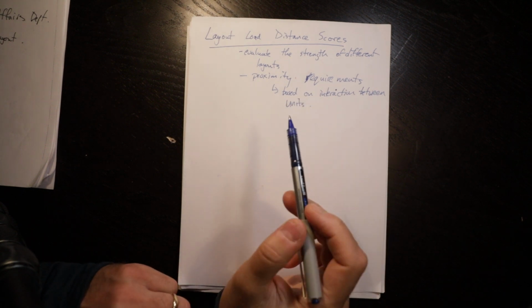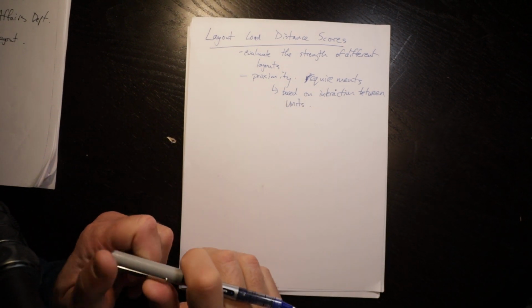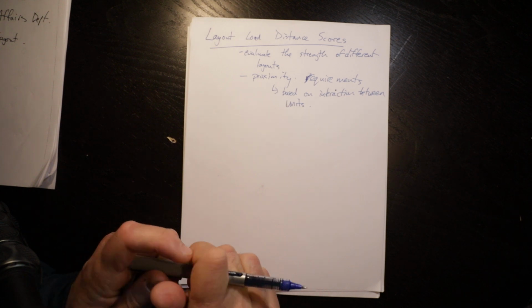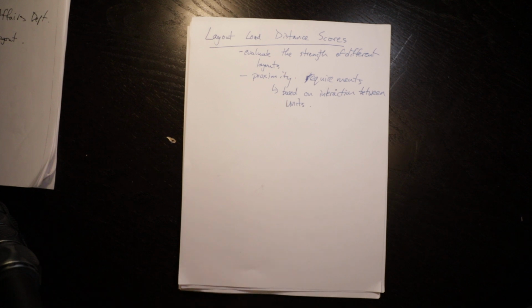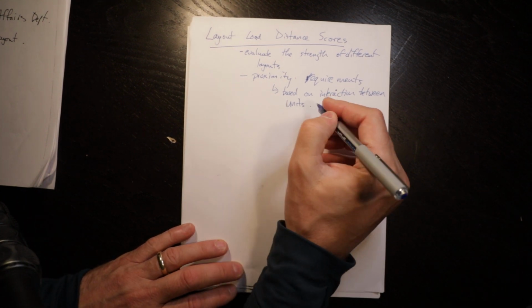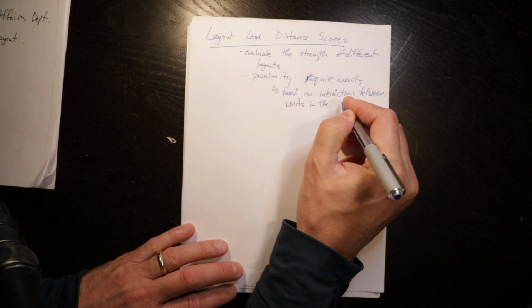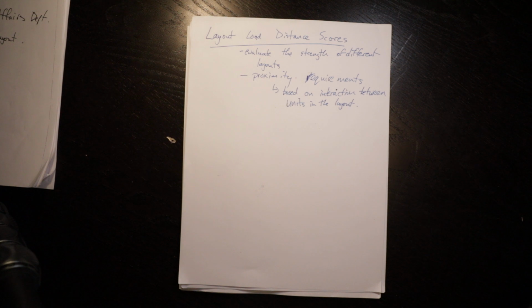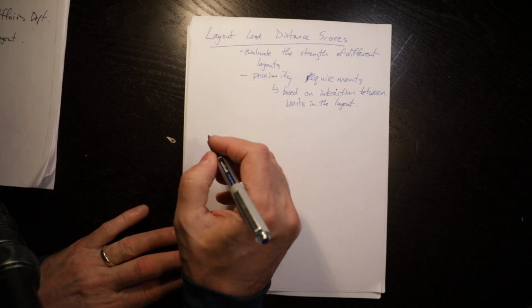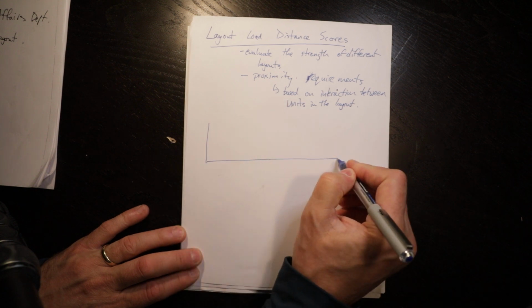So in this video, we're going to talk about layout load distance scores. Layout load distance scores are a way to evaluate the strength of different layouts, considering proximity requirements based on the interaction between units in the layout. So what you're trying to do is come up with something that minimizes the amount that people have to travel between units. So in this case, we're just going to do a linear one.